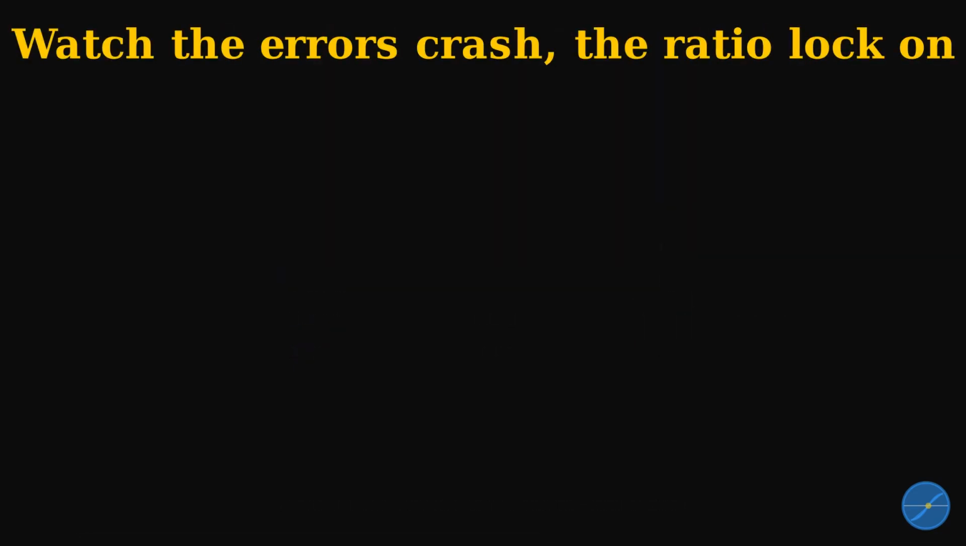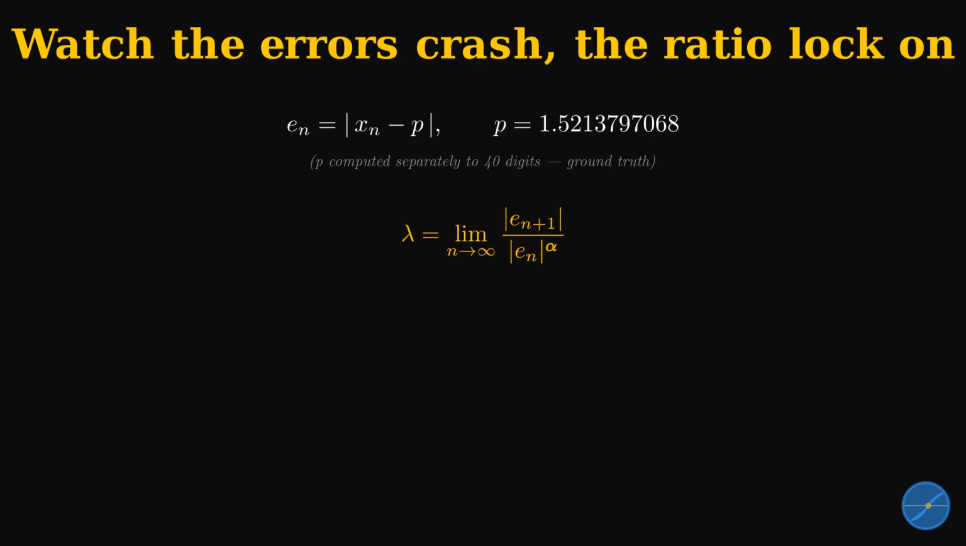We won't prove these orders. We will watch them happen from the real errors. The error is the distance from xn to the true root p, and lambda is whatever the error ratio settles to.